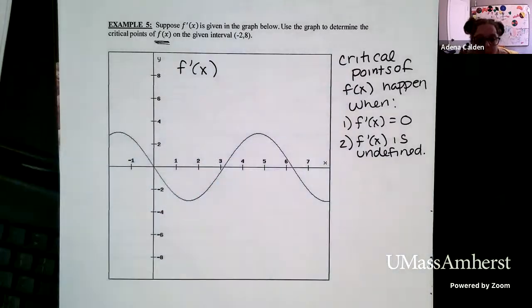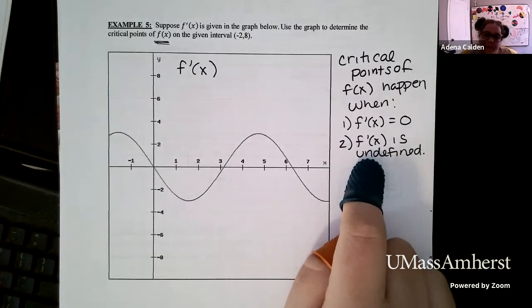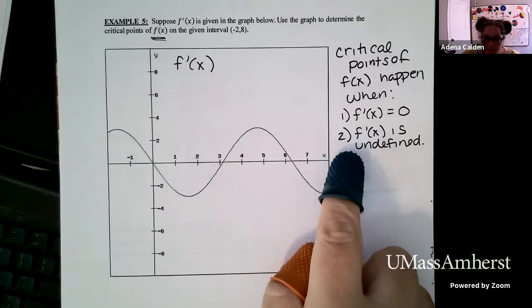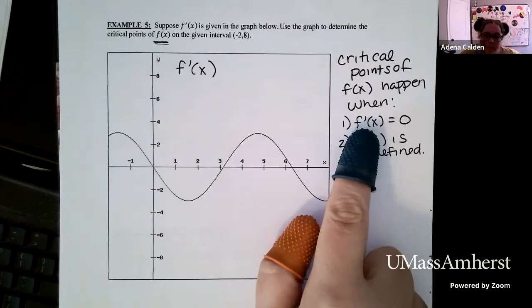We talked about continuity back in chapter 2. There's no holes or asymptotes here. So there's no places where the first derivative is undefined in this graph. So we don't need to worry about condition 2. So we go back to condition 1, when the derivative equals 0.